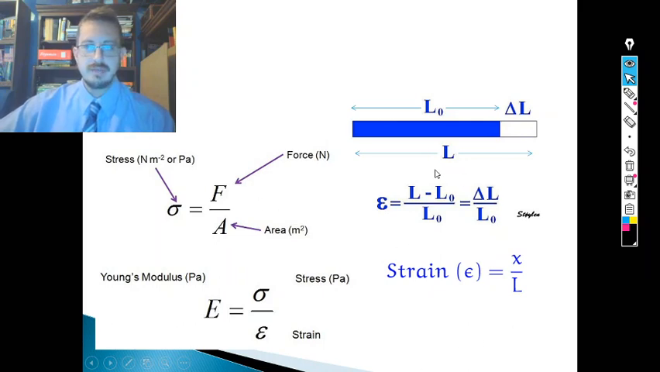Here's sort of the same information. You've got stress measured in newtons per meter squared, because it's force per area. Your modulus is stress over strain, and strain is the change in length divided by the original length. Again, I prefer X over L. This is the way I prefer to use the symbols. They all mean the same thing, so as long as it's clearly defined, you can use whatever symbols you prefer.